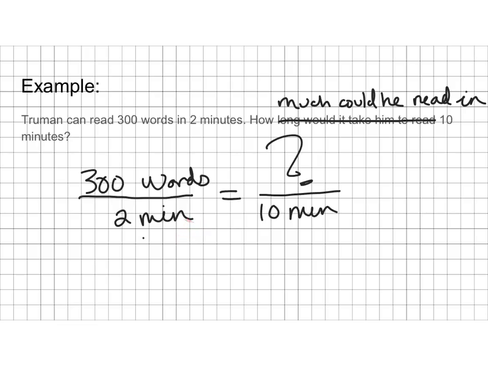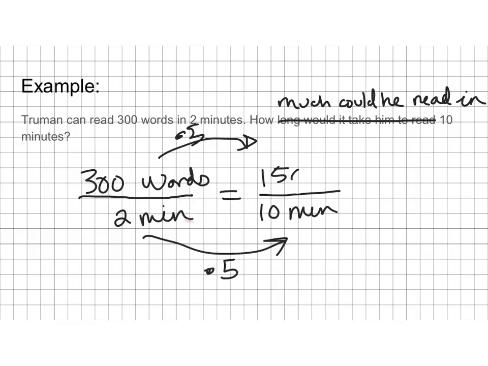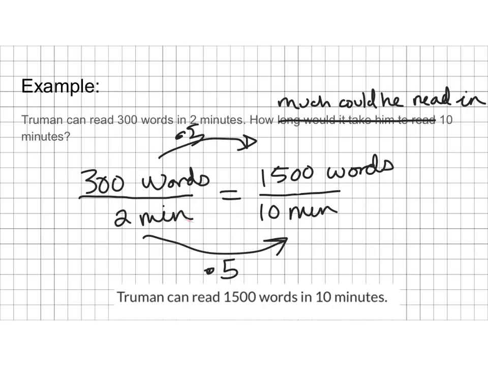So now, how many could that be? Well, 2 times what gives you 10? Times 5. And 300 times 5 will give us what we need on the top, because we always do the same number, top and bottom. It's not always 5. I just picked 2 examples that happen to be 5. But whatever we do on the bottom, we have to do on the top. So that would give us 1,500 words. So Truman can read 1,500 words in 10 minutes.